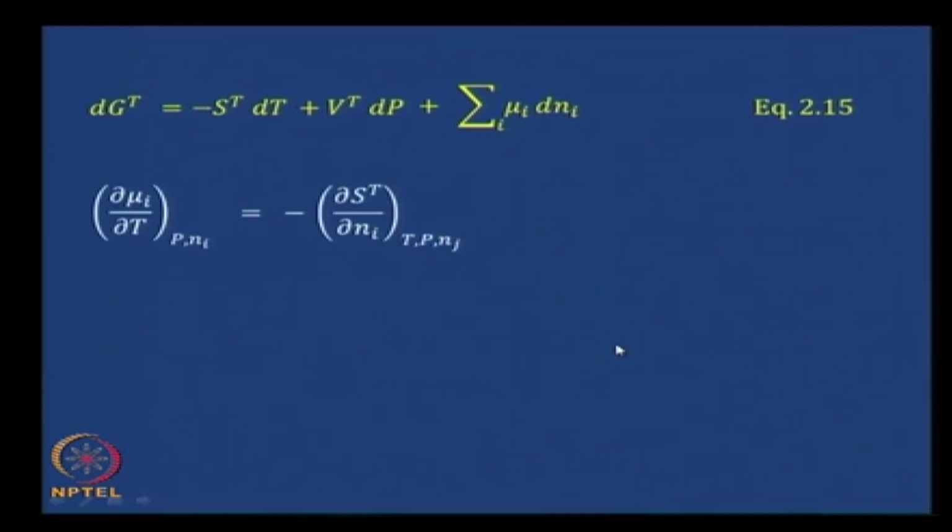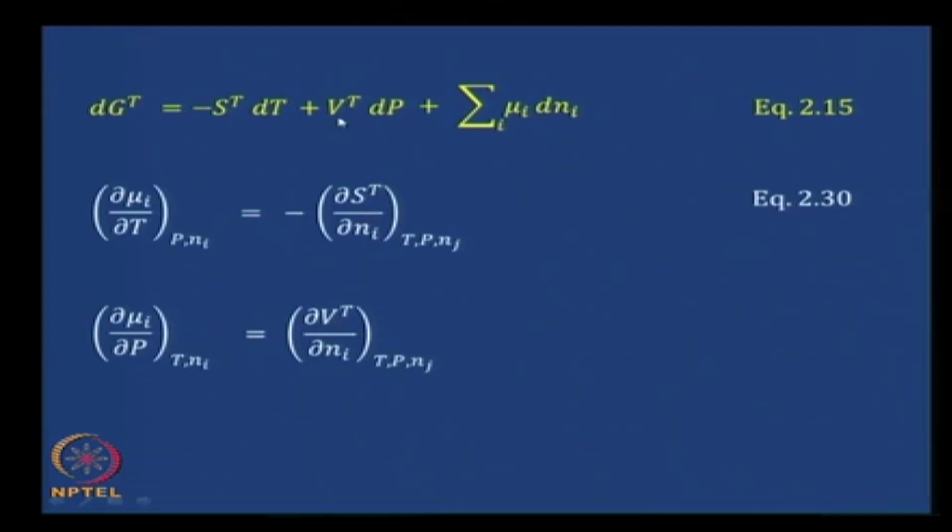Let us do this once again to get other useful relationships. Before that, let us call this equation 230. ∂mu_i/∂P at constant T and all n_i equals ∂Vt/∂n_i at constant T, P, with all n_j's different from n_i remaining constant. We had considered these two terms while writing this equation. Let us call this equation 231.